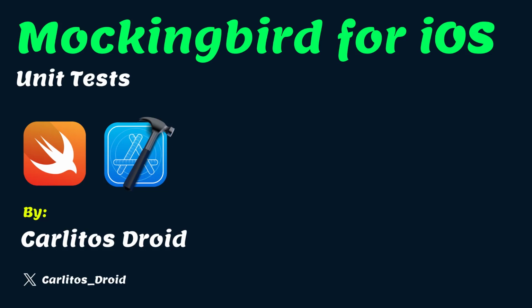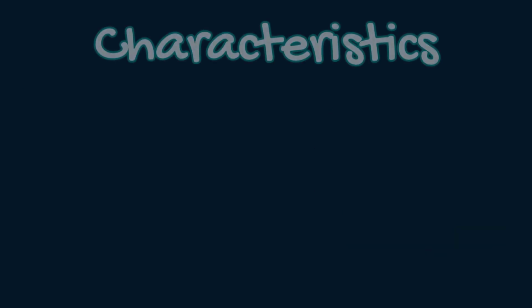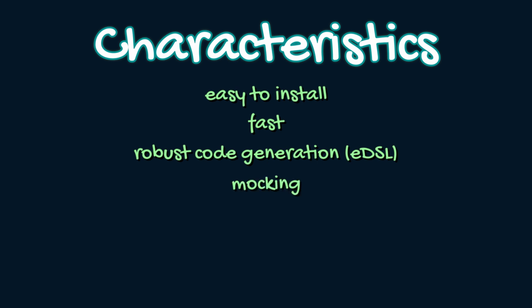Hello everyone, today I'm going to show you a new Swift framework that will help you to simplify unit testing on iOS. This framework is called Mockingbird. Mockingbird is easy to install, it is fast because it runs as part of our build process, it has a robust code generation, it can parse a wide range of syntax thanks to its embedded domain-specific language, and mocking, it can create mock objects that can be passed in place of the originals.